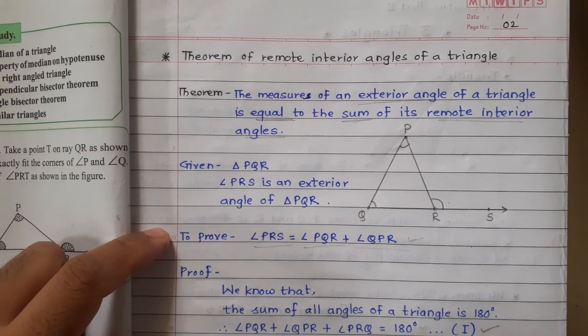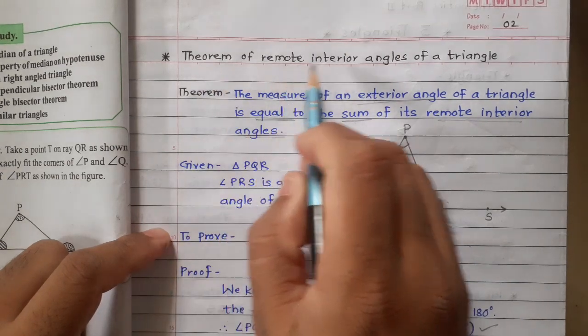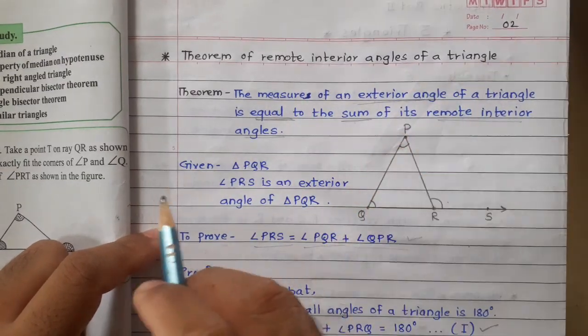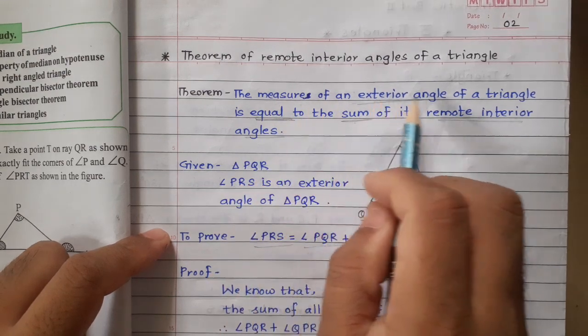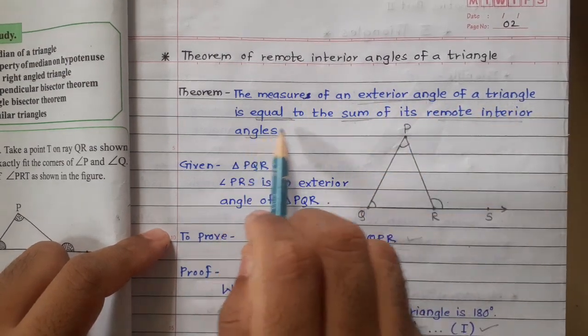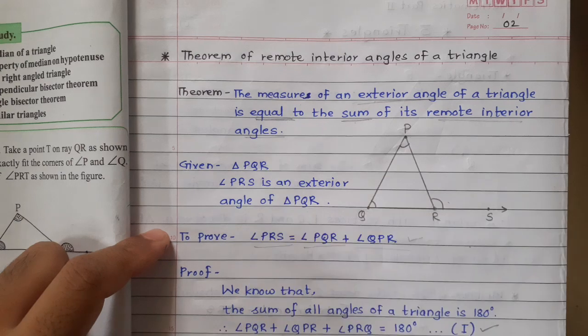In the last lecture, we saw the theorem of remote interior angles of a triangle. The statement of this theorem is: the measure of an exterior angle of a triangle is equal to the sum of its remote interior angles.